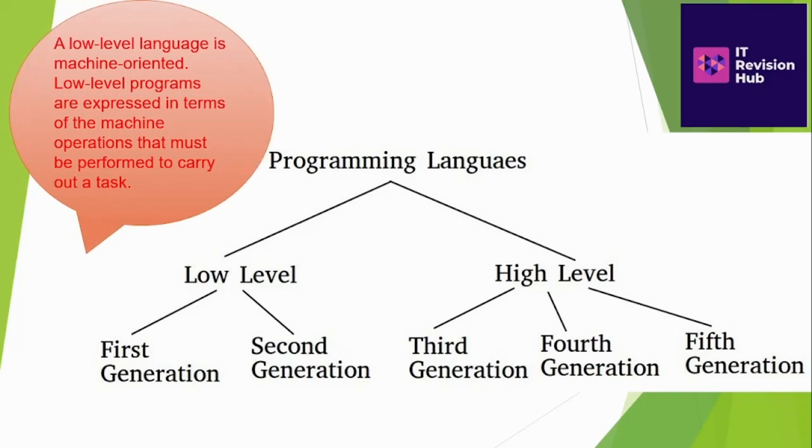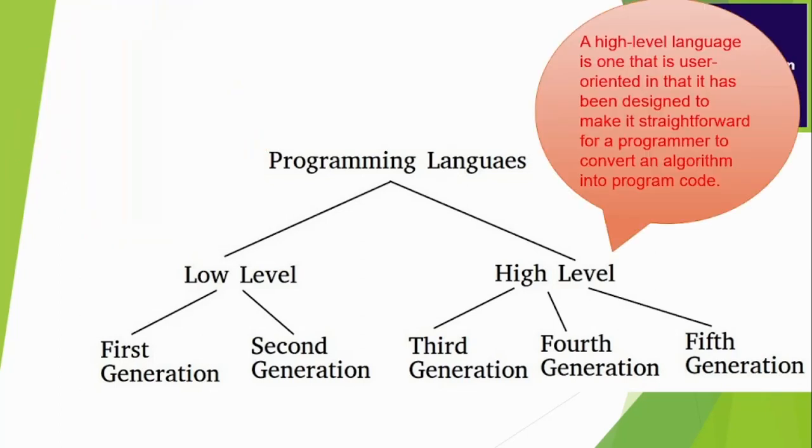A low-level language is machine-oriented. Low-level programs are expressed in terms of machine operations that must be performed to carry out tasks. A high-level language is one that is user-oriented, in that it has been designed to make it straightforward for programmers to convert an algorithm into program code.